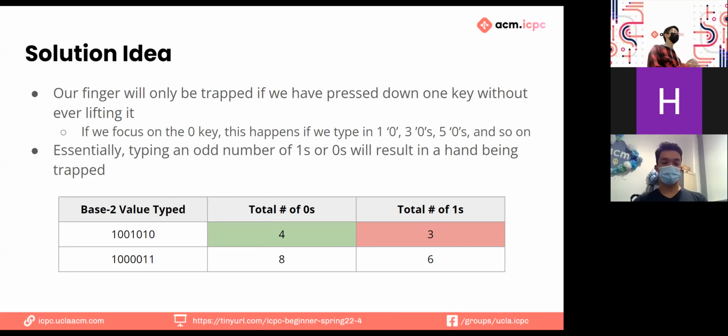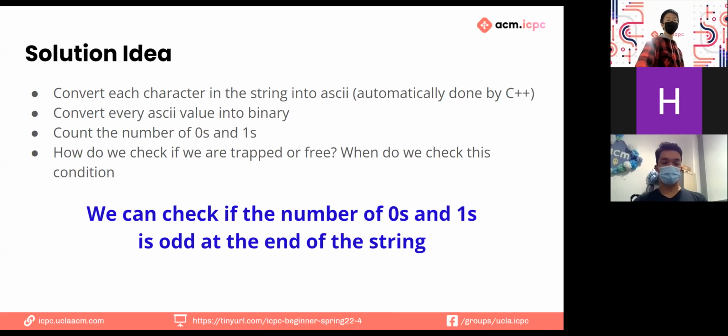And what you want to do is convert each character of the string into its ASCII number. And then for each ASCII number, you convert it into a binary string. And then you basically just count the total number of ones and the total number of zeros in this binary string, and then see if both of them are even. If both of them are even, then your fingers are free and you can go to the restroom however you like. If either one of them is odd, then unfortunately you're stuck. So yeah, we can basically convert everything into a super long binary string, and then we count the number of zeros and the number of ones in the end.